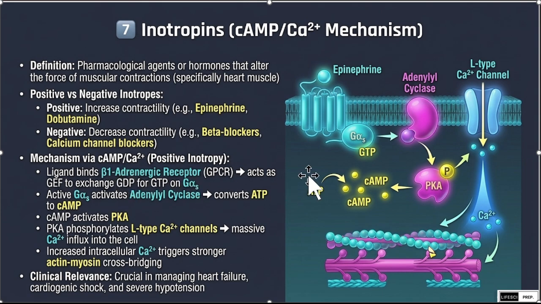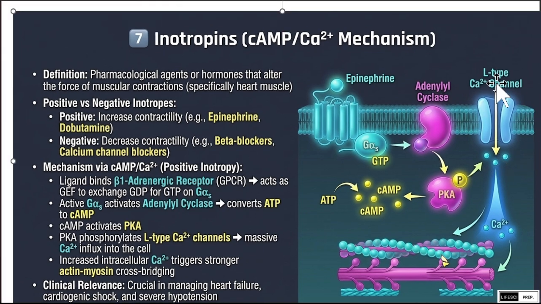Mechanism: when epinephrine binds to beta 1 adrenergic receptor, that is GPCR, here the G alpha S is activated through GEF that changes GDP to GTP, and due to that G alpha S activates the adenylyl cyclase. After the adenylyl cyclase is activated, it stimulates the ATP to form cAMP, and that cAMP will activate the PKA, protein kinase A, and that protein kinase A activates the L-type calcium channel.